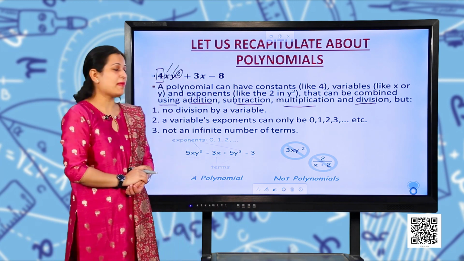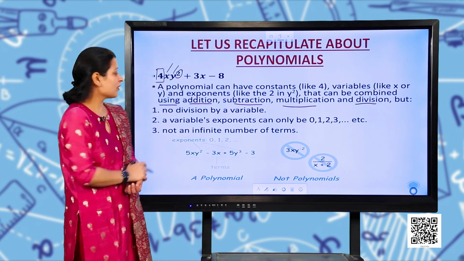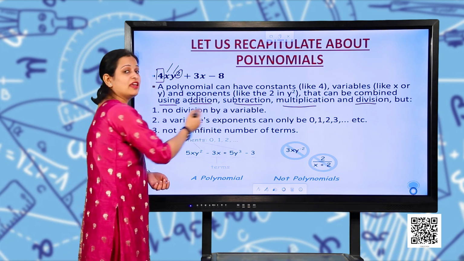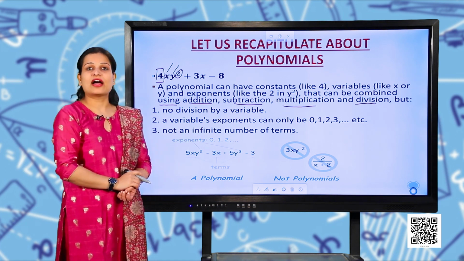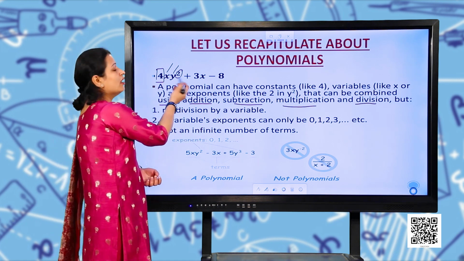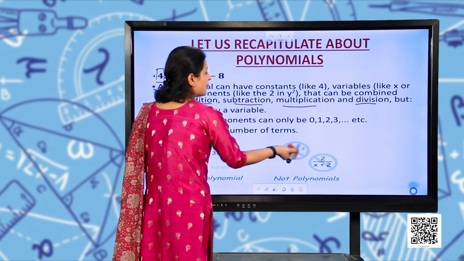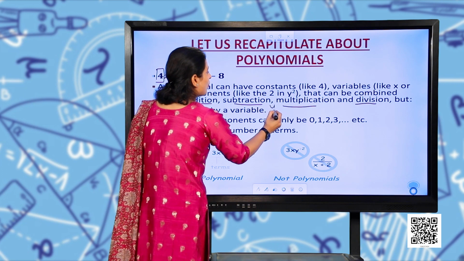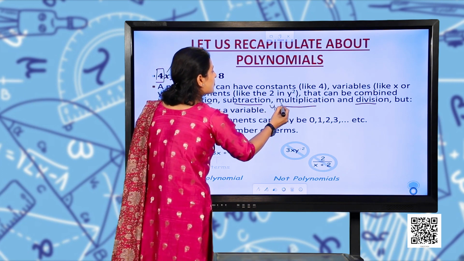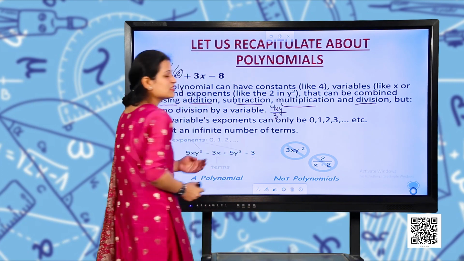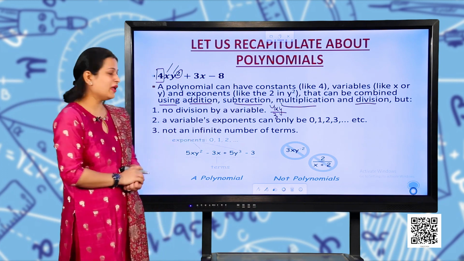But you have to remember three things. No division by a variable. You cannot divide a polynomial by a variable. Means what? Suppose I have 4x y square upon z. So, this is not a polynomial.